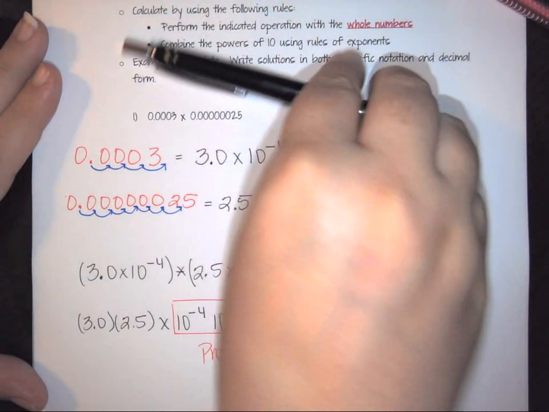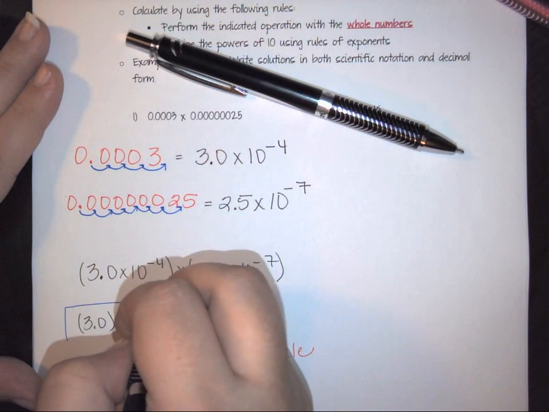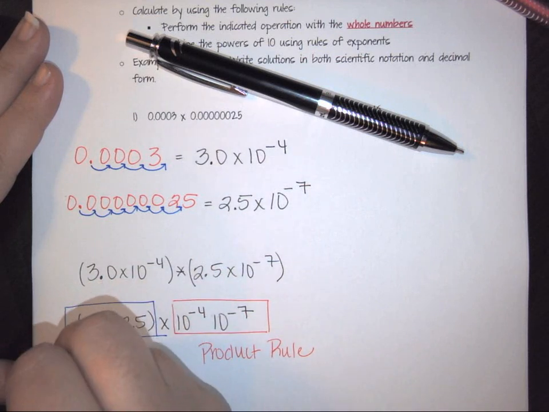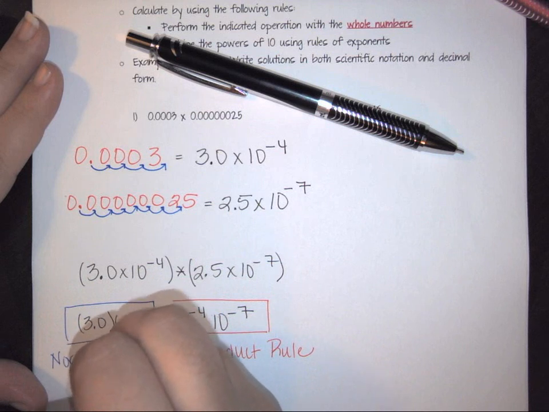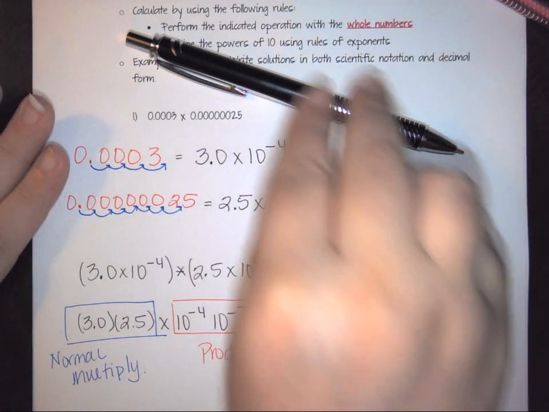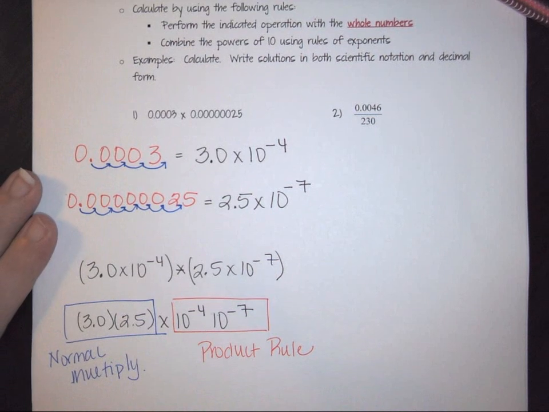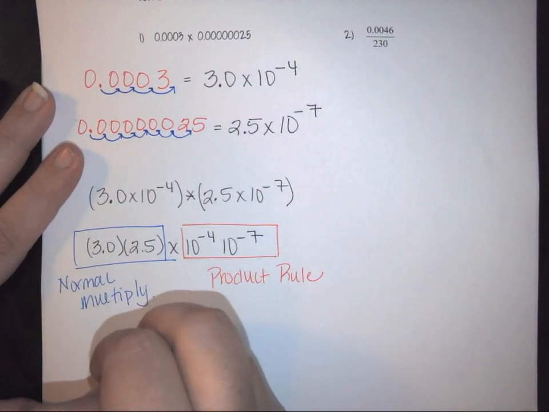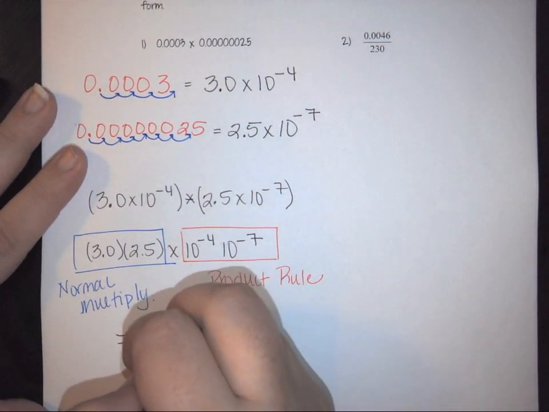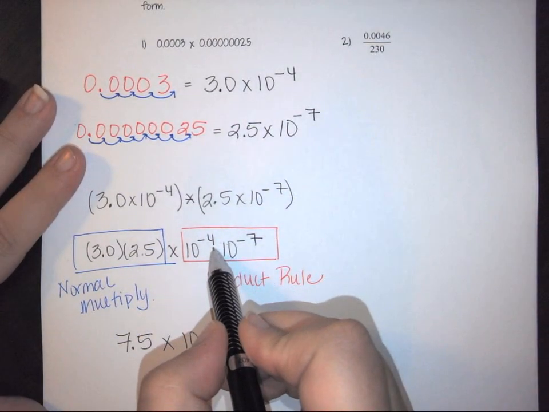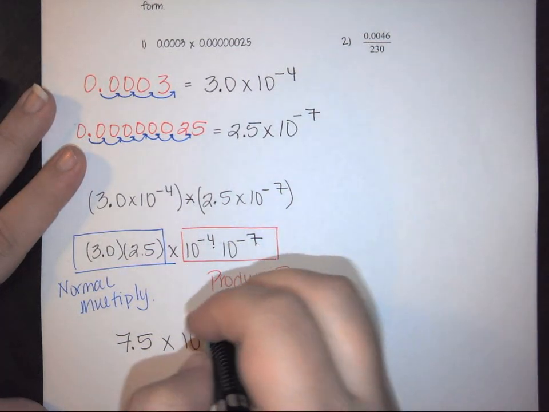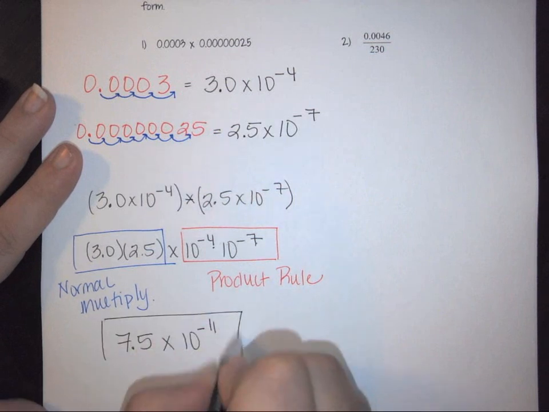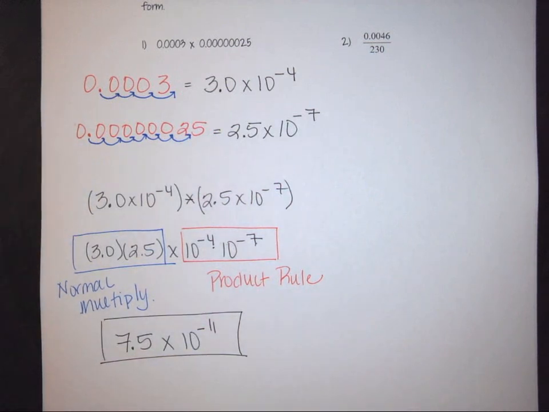And then for this first part, the whole number part, you would do normal multiplication. So we would have 3 times 2.5. So this is going to give us 7.5 times 10. And then negative 4 plus a negative 7 is negative 11. And this would be the result we're looking for.